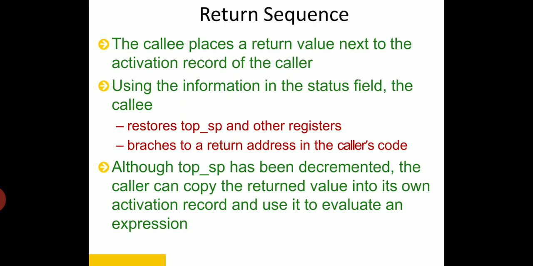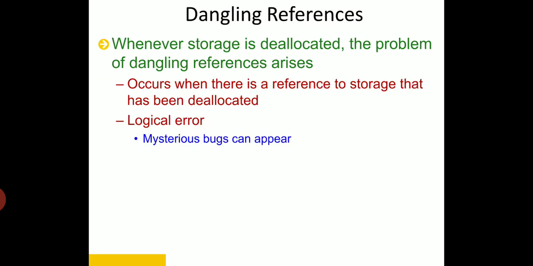Then what about the return sequence? The callee places a return value next to the activation record of the caller. Using the information in the status field, the callee will restore top_SP and other registers. It will branch to the return address in the caller's code, so that it can go back to the statement immediately after the function invocation. Although top_SP has been decremented, the caller can copy that return value into its own activation record and use it to evaluate an expression.